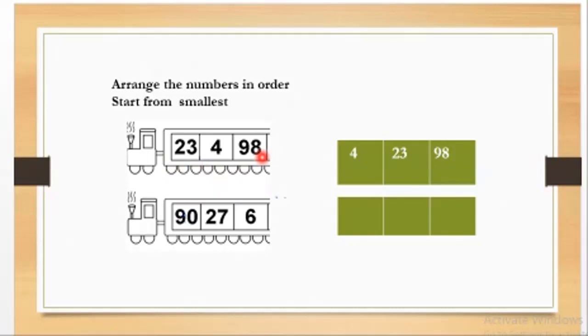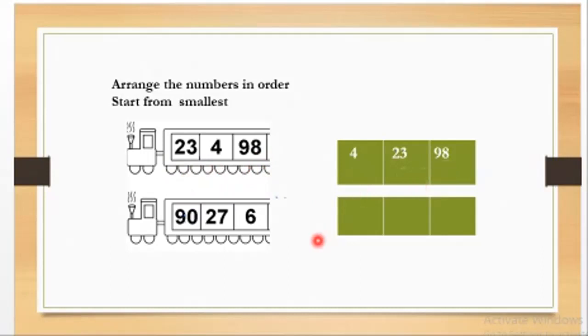Tell me, which is the smallest number in the 3 blocks? Do you know the answer? Yes, I'm sure you know the answer. 4 is the smallest one. Then we have 23, which is the next smallest number. And the last number, 98, which is the greatest of the 3 numbers.